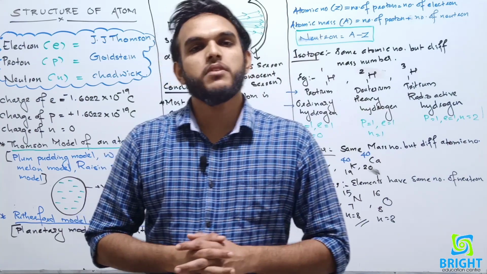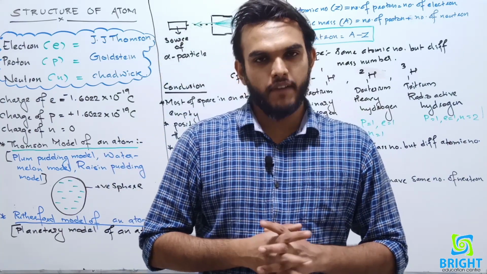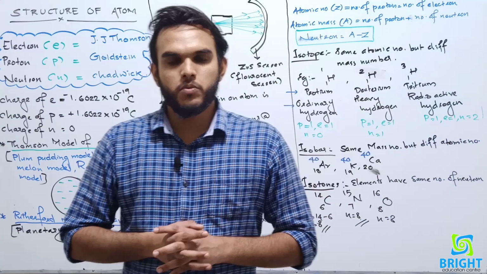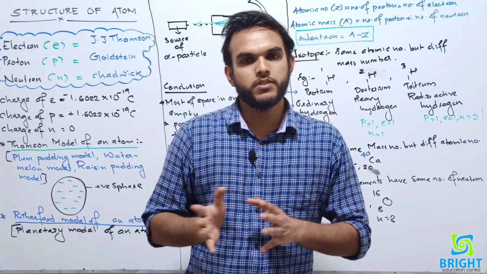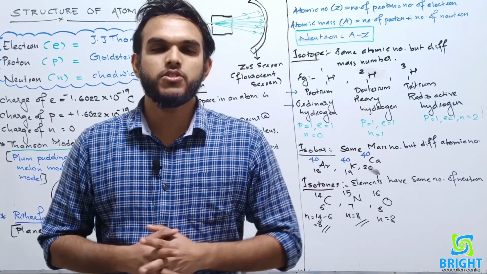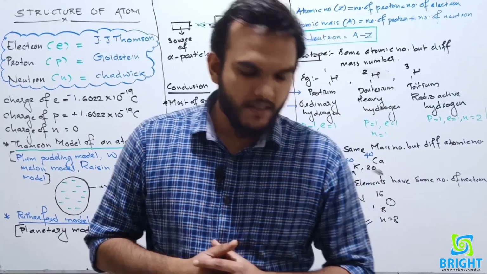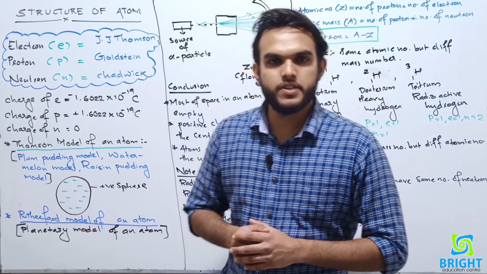So we are moving to our next chapter, that is structure of atom. Now we have completed our two chapter theories, that is some basic concepts and solutions. One chapter from plus one topic and then another chapter from plus two topic. And this is a topic related to our plus one. This is structure of atom.